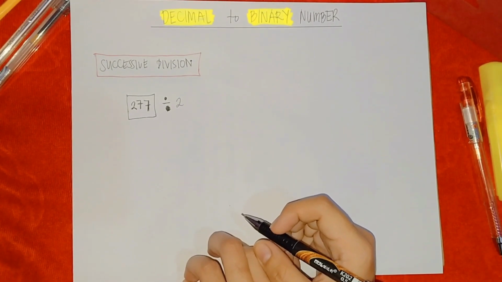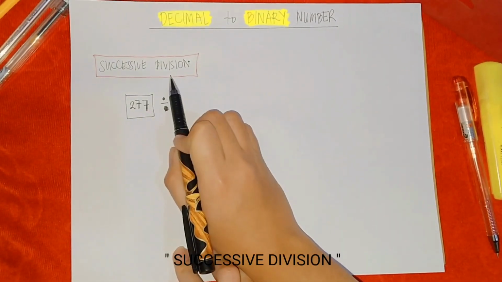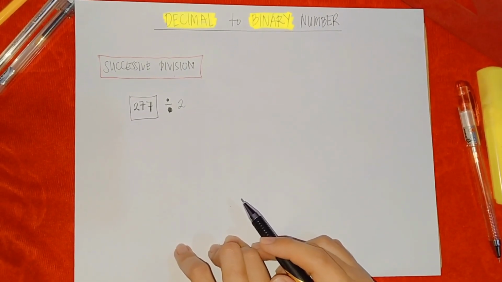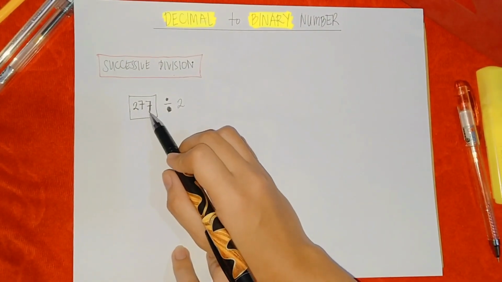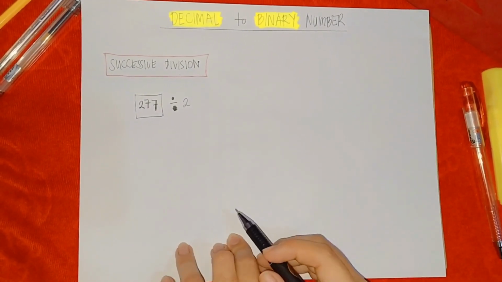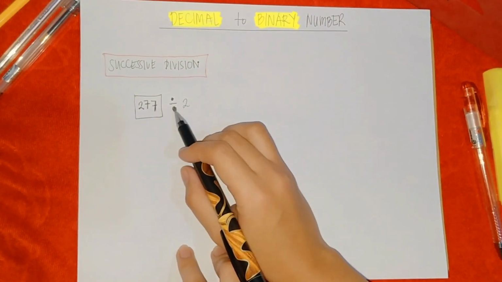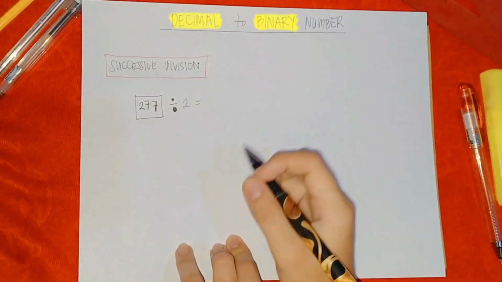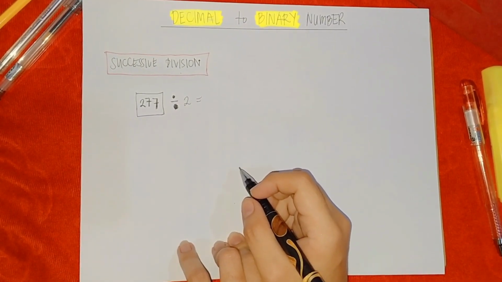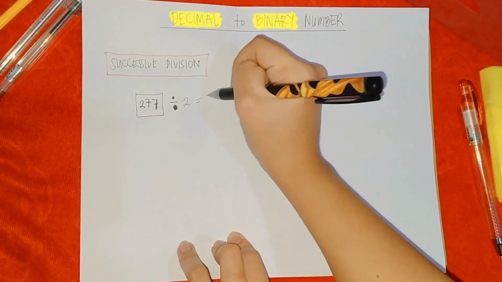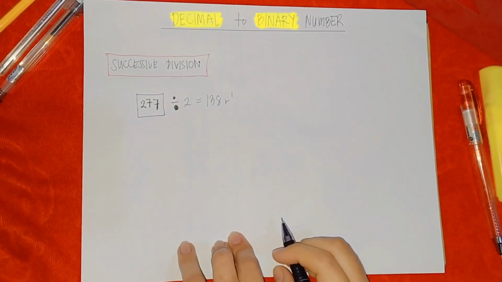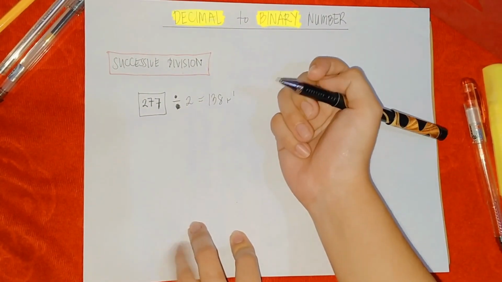For this session, I will be using the second method in converting decimal to binary number. The method that I will be using is successive division. So let's start with our decimal number, 277. The first thing that we should do is divide it by 2. So 277 divided by 2 is equal to 138.5. This means that we should put it as 138 remainder 1.